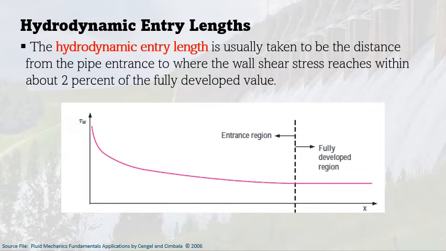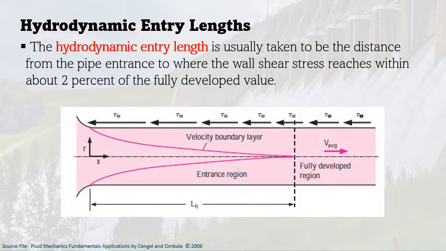You can see here in this figure the variation of the wall shear stress in the flow direction for a pipe flow from the entrance region into the fully developed region. We have here another term, the hydrodynamic entry length, which we already discussed, usually taken to be the distance from the pipe's entrance to where the wall shear stress reaches within about 2% of the fully developed value. So you can see here our velocity boundary layer as well as the entrance region. Our entrance region, or the hydrodynamic entry length, is denoted by the symbol LH, as you can see here. Our fully developed region is also shown here. So basically we can divide the flow into two regions. We have the entrance region, wherein the flow is not yet established, and the fully developed region where the flow is already established.